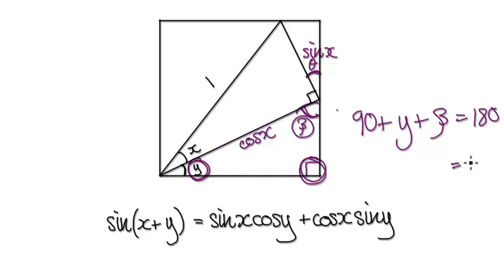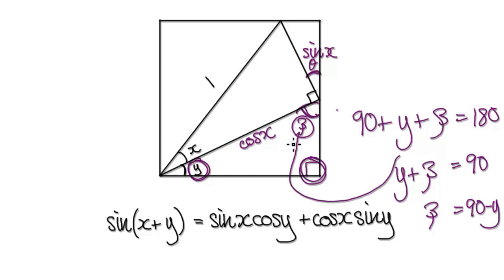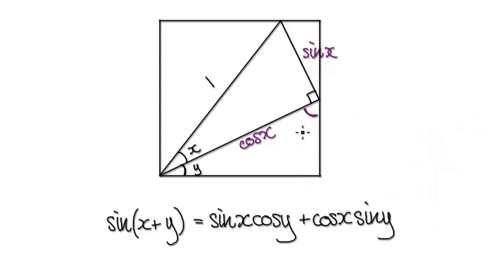So now take away 90 from both sides, so that would be 90 = y plus beta. We're trying to get beta on its own, so take away y from both sides. So beta equals 90 take away y. So this angle here is 90 take away y. So let me clear this. This angle here is 90 take away y.